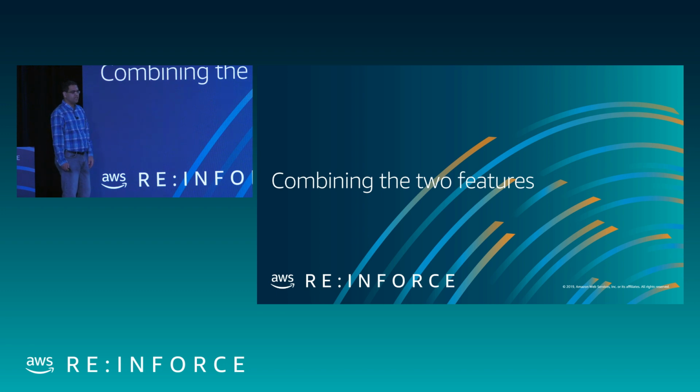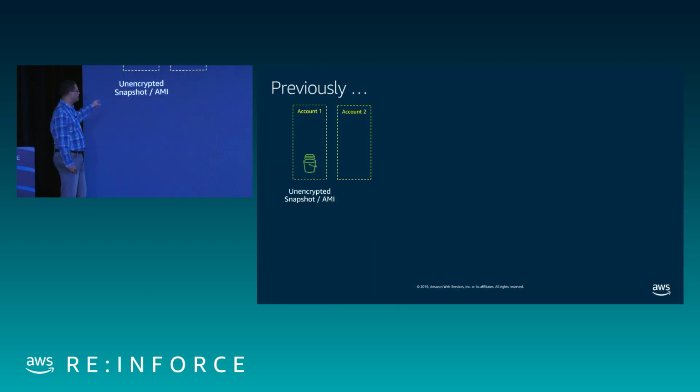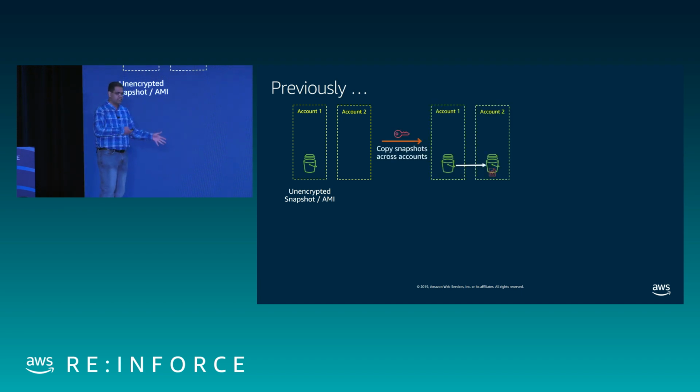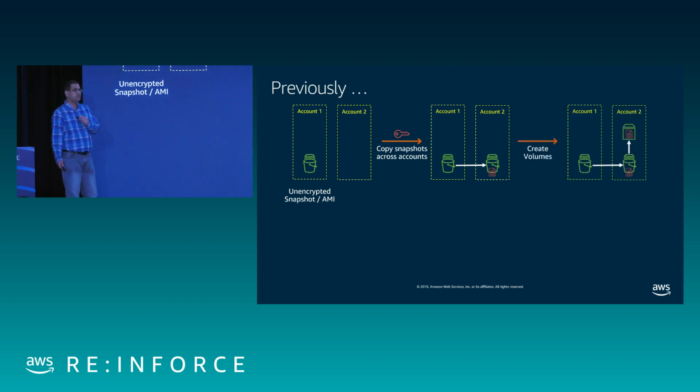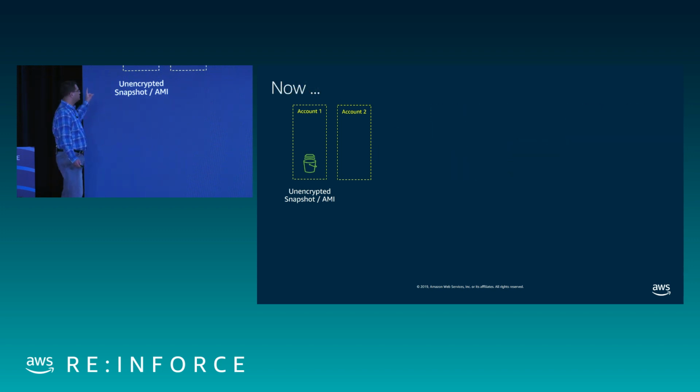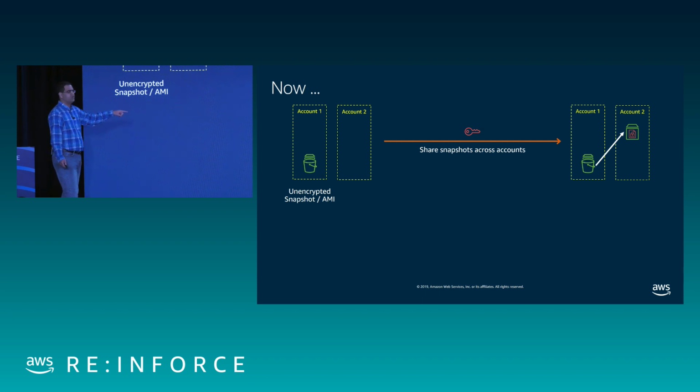Putting these two features together is actually super interesting. Because let's say you have an unencrypted snapshot or AMI. Previously, what you would do is copy that snapshot across accounts, re-encrypt it, and then launch a volume that is encrypted. With this change, you can just share the snapshot across the account and launch a volume.